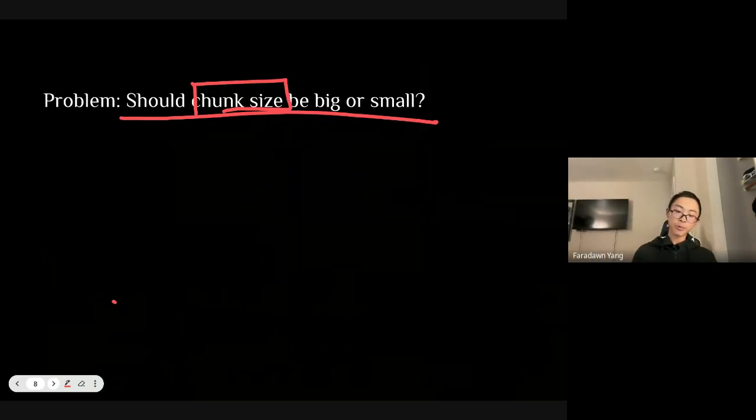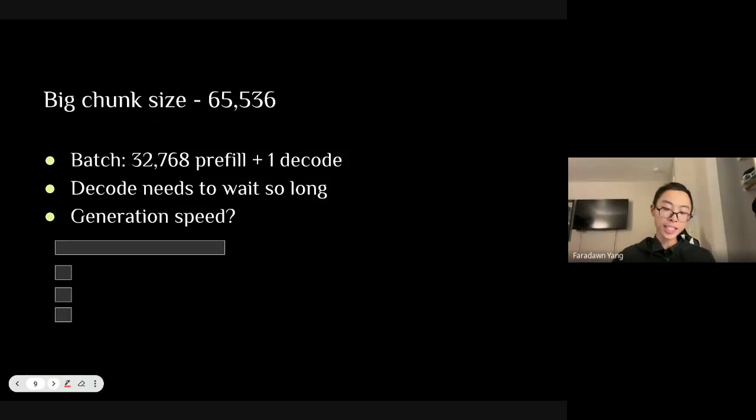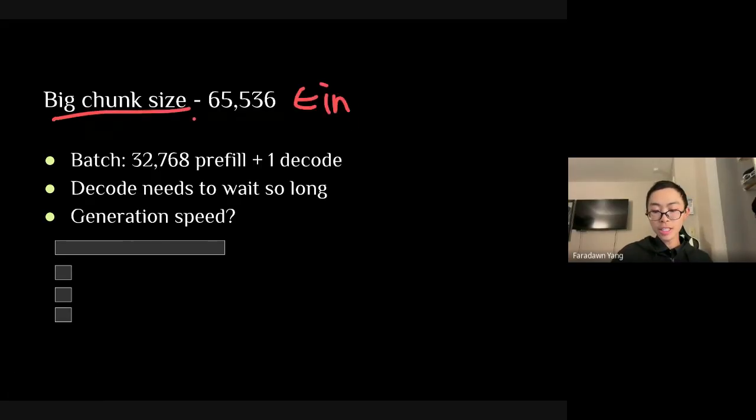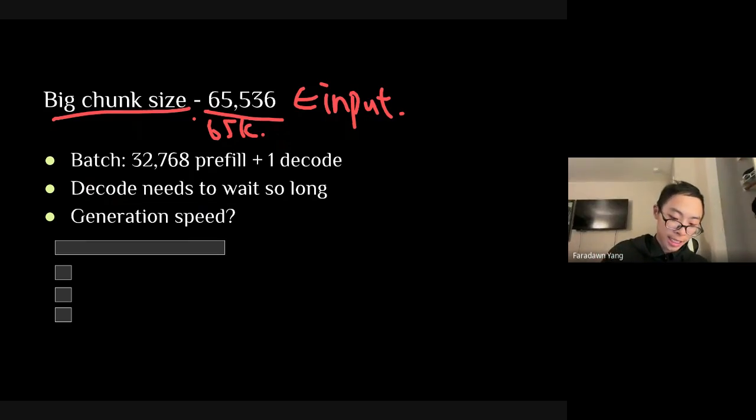Let's see what happens if we use a big chunk size. Say our input is 65K tokens, so a very long input. Let's say the chunk size is also big, 32K chunk size. Then we just need 2 steps to finish the prefill, right?